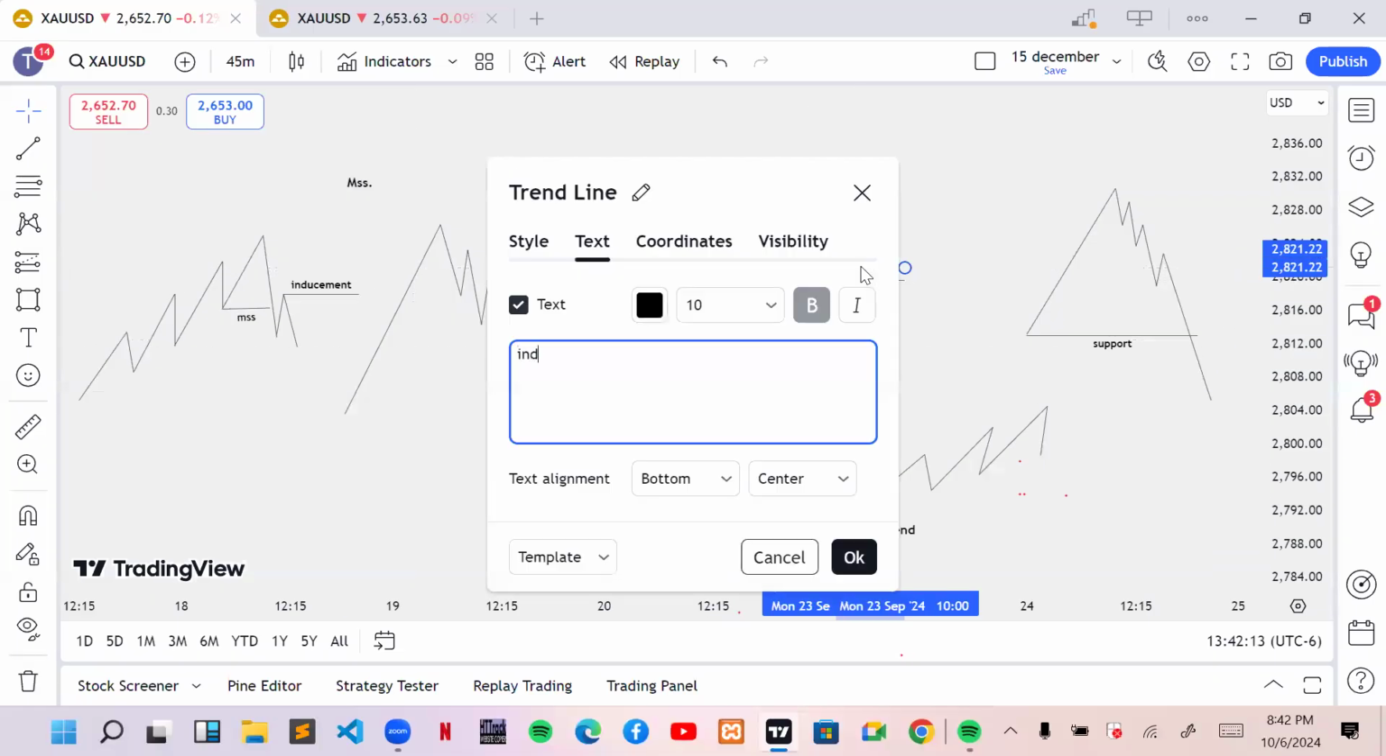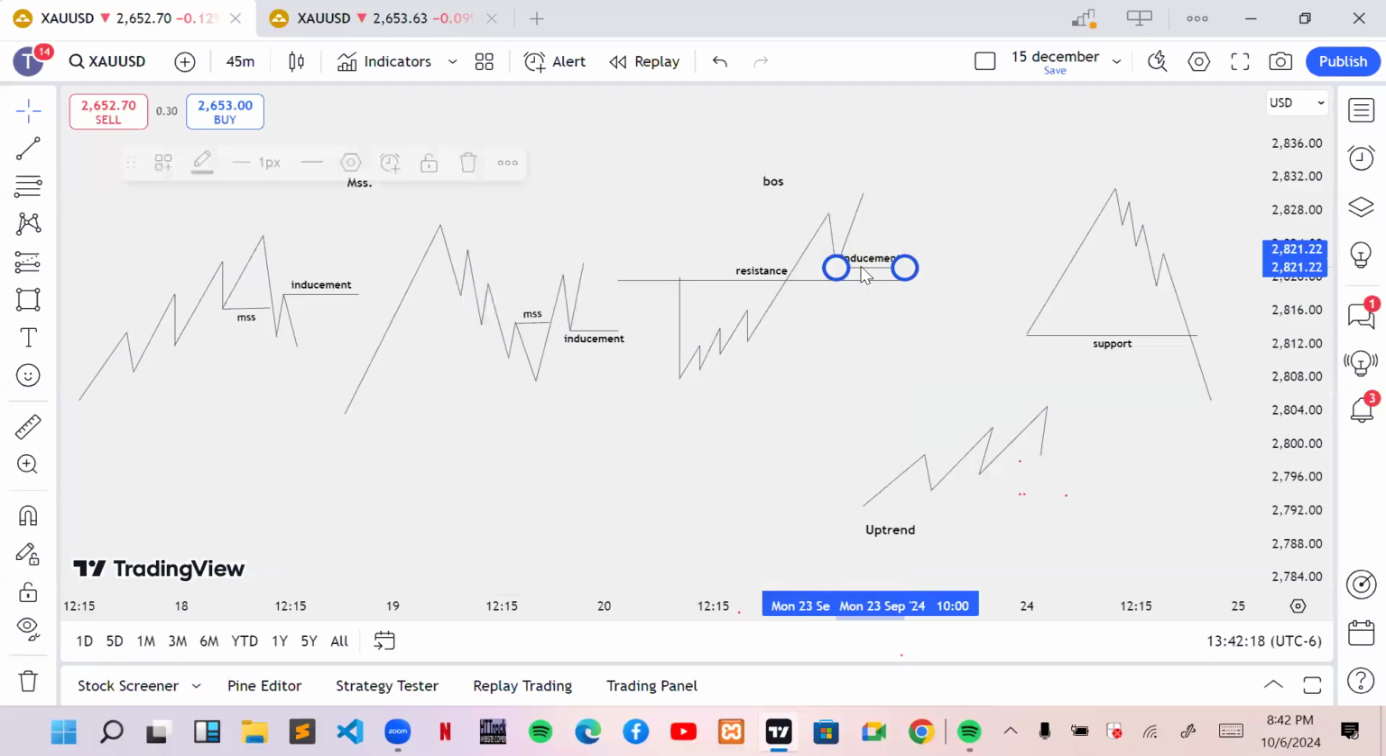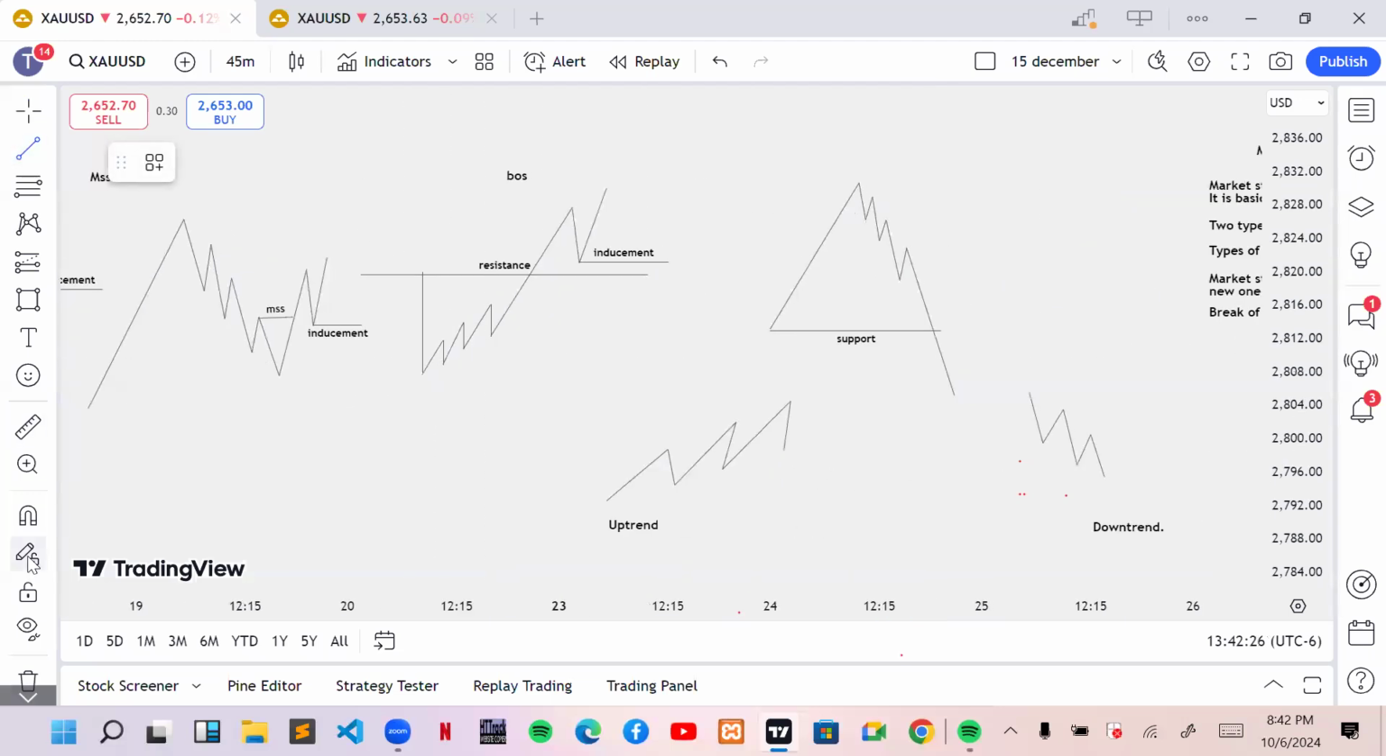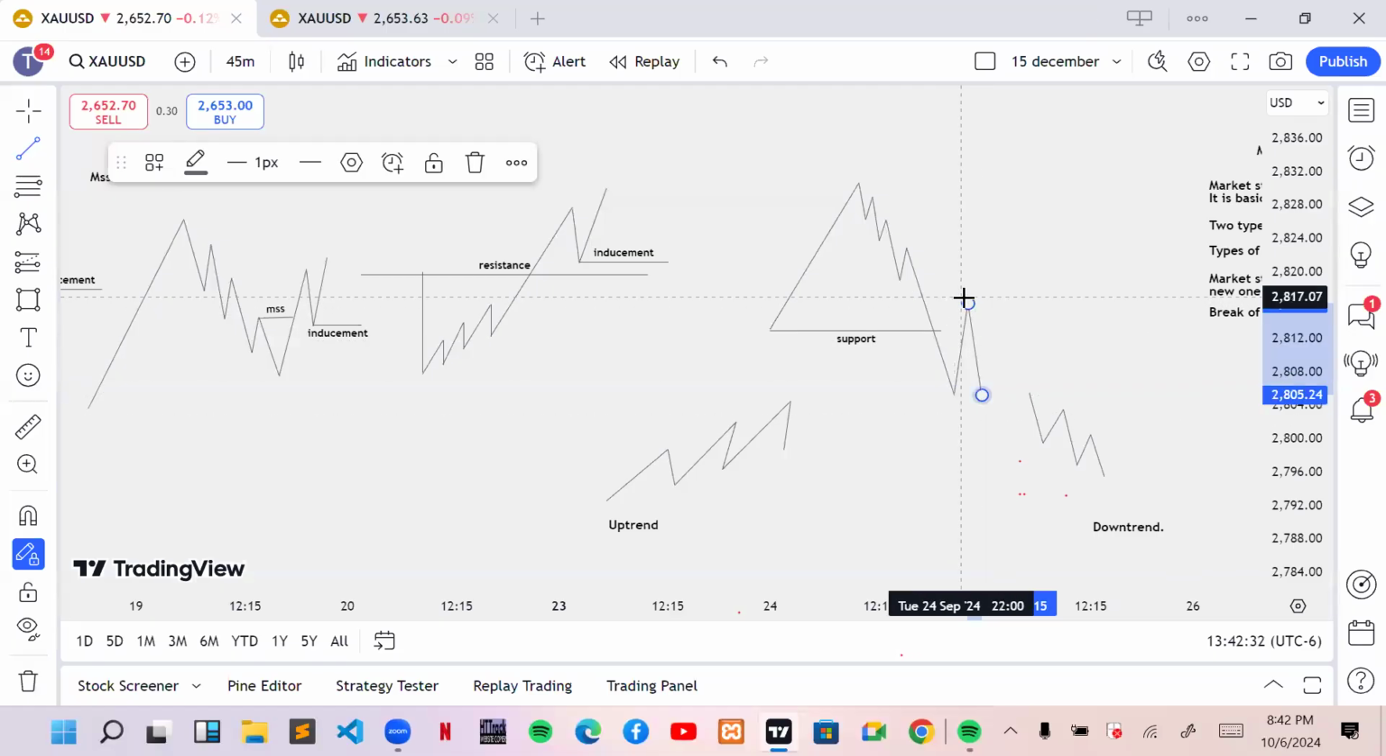So inducement. This is your inducement here. Pullback. Same as market breaks the support zone down here. So market will make a pullback. This pullback for continuing this move, this pullback that market makes for continuing that move is what your inducement is.